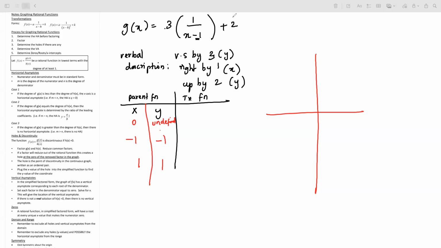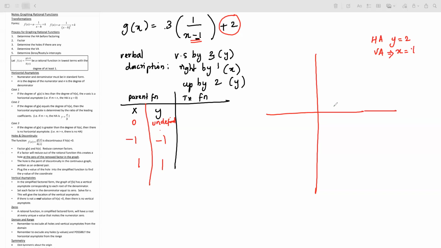You tell me, guys. First, it went up by 2. So basically, the horizontal asymptote went up by 2. What is the horizontal asymptote? That's y equals 2. So let me write it down. Horizontal asymptote: y equal to 2. What is the vertical asymptote? X equal to 1 or -1? X equal to 1, yes.